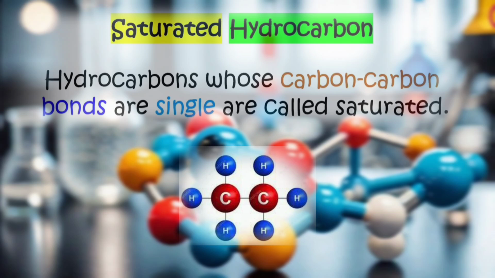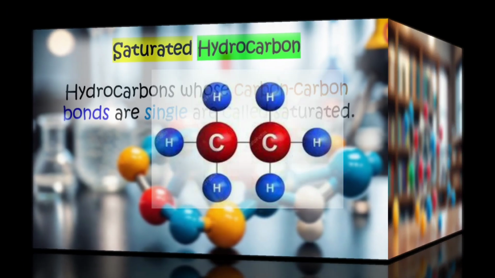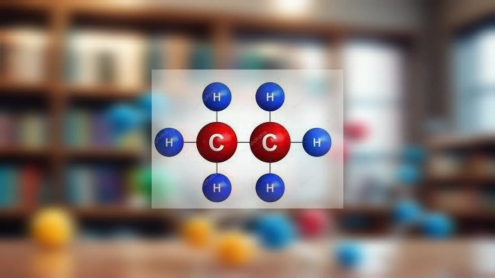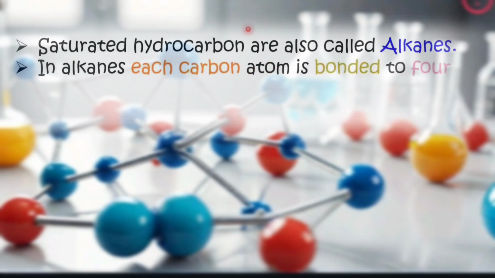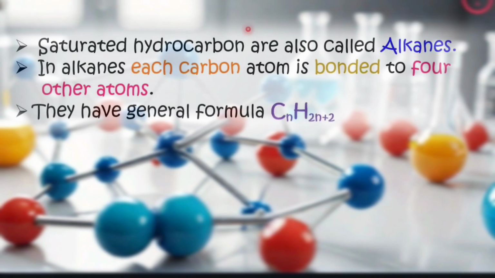Because in the case of a carbon to carbon single bond, the maximum number of hydrogen atoms can be bonded to each carbon atom, and no more hydrogen atoms can be added to the structure of the hydrocarbon. And these hydrocarbons are called saturated hydrocarbons. Here you can see that each carbon to carbon bond is a single bond. Saturated hydrocarbons are also called alkanes. In alkanes, each carbon atom is bonded to 4 other atoms, and these atoms can be carbon and hydrogen atoms.